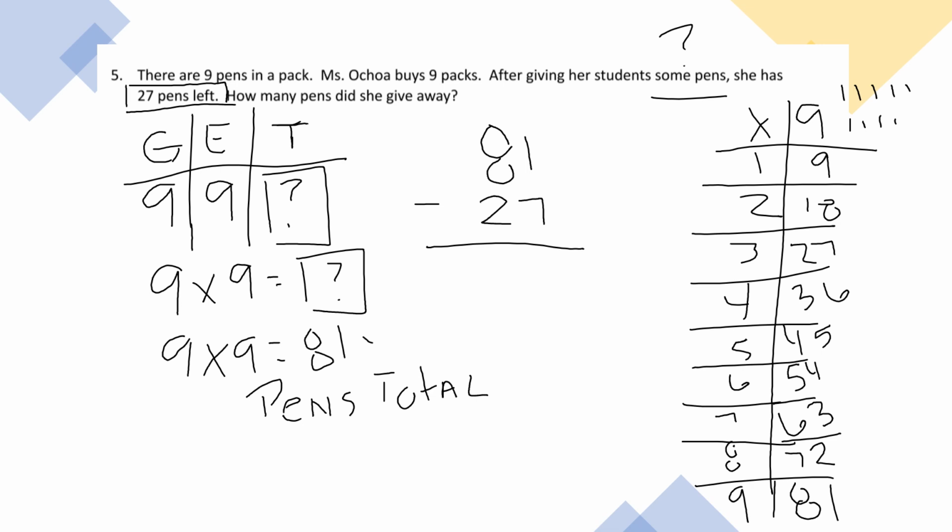All right, so I set it up as 81 minus 27. Don't forget to line your numbers up. And we start subtracting with the ones place. 1 minus 7. Well, I can't do that, so I'm going to go over to the tens place and borrow a 10. The 8 is going to become a 7, and the 1 becomes an 11. Now I can subtract. 11 minus 7 is 4, and 7 minus 2 is 5.